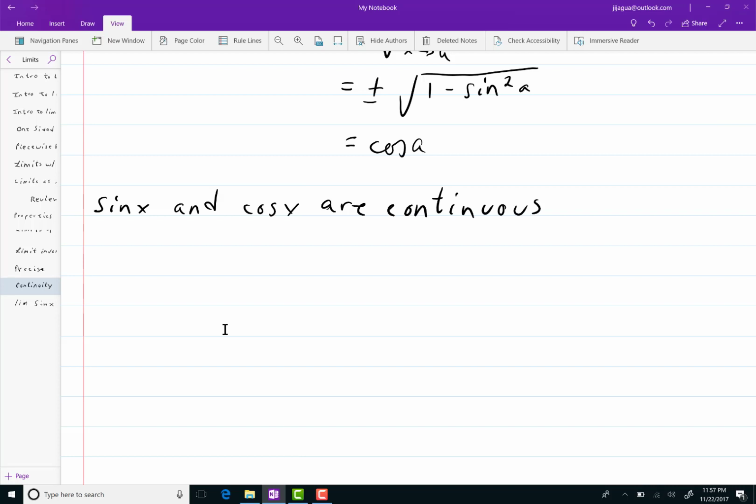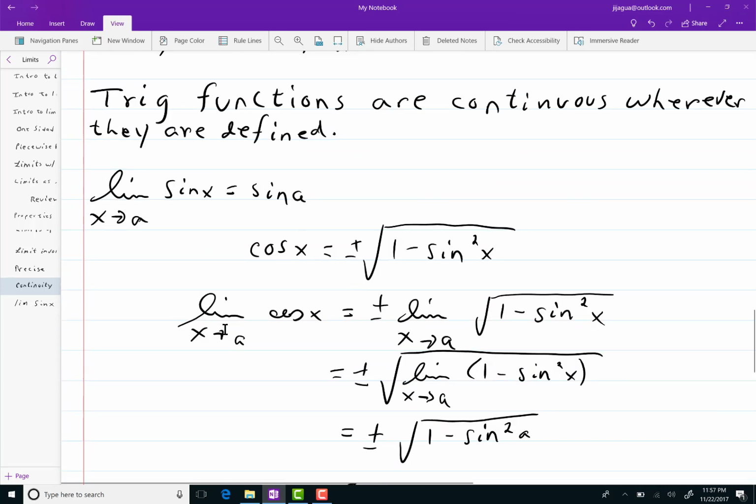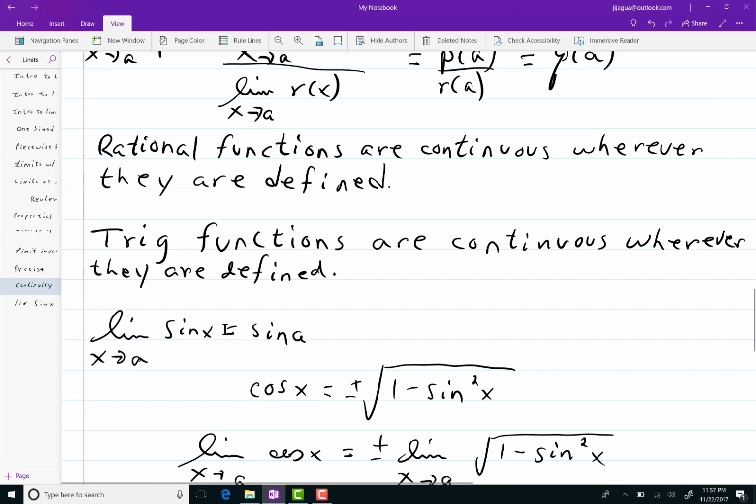And we know that based on the graph. You've never seen any holes or breaks in the graphs of anything. And whenever I write these intervals, I'm talking about the x values. Next, all the other trig functions are going to be some sort of a fraction involving sine or cosine or both. So that's why they're continuous wherever they're defined.